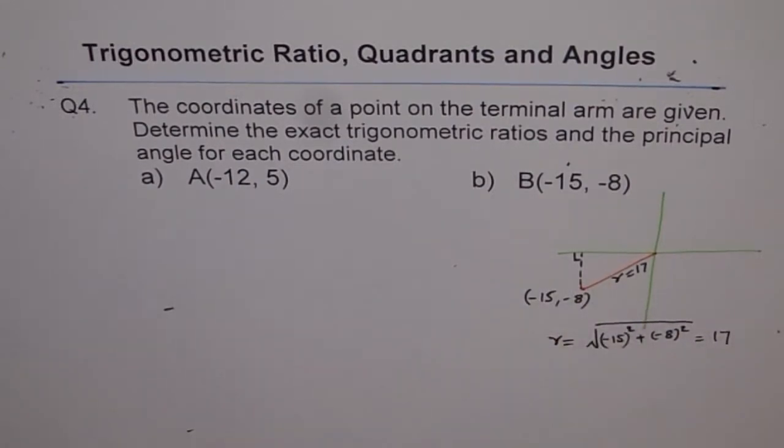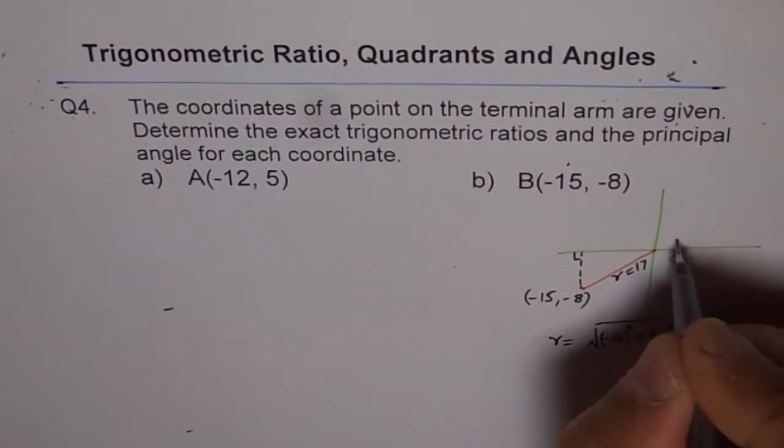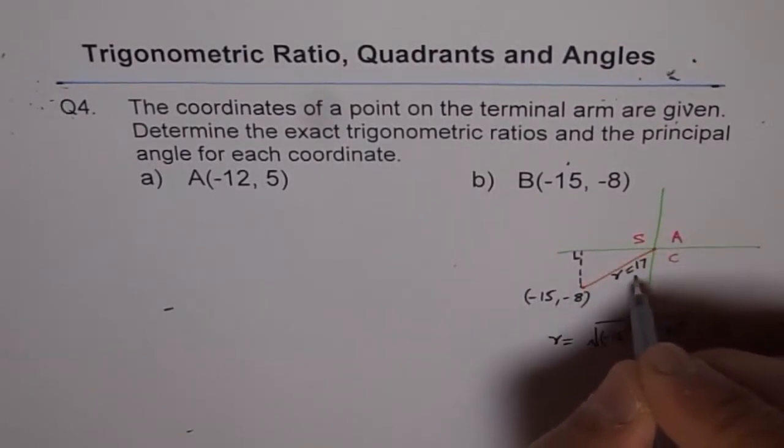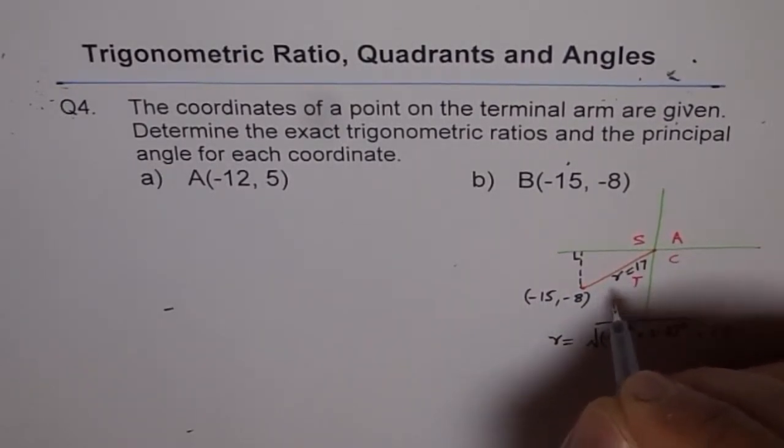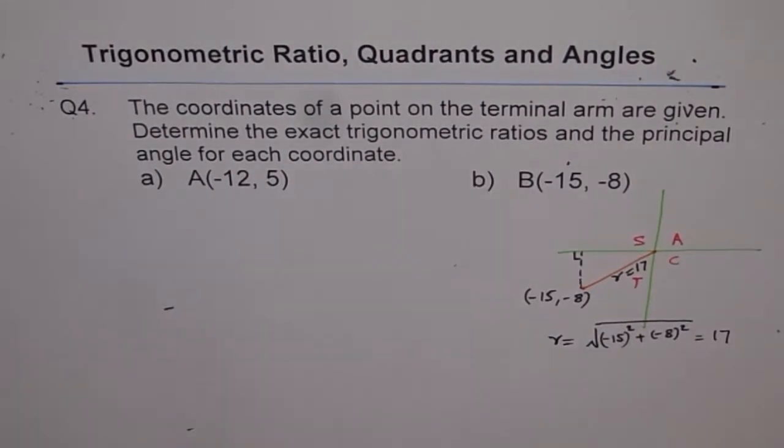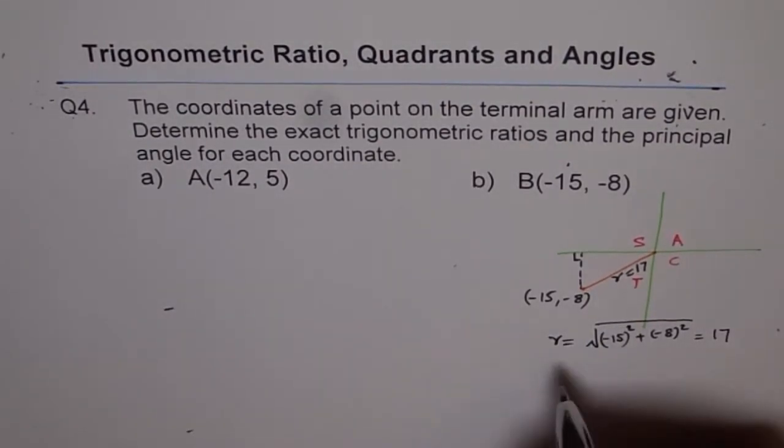Also remember one thing, that is the CAST rule. That helps to check your answer, right? So let me write down the CAST rule here first. Now in this quadrant you expect tan to be positive, all others to be negative, right? So what do we get?